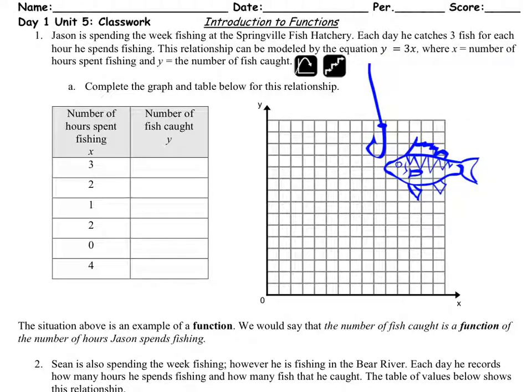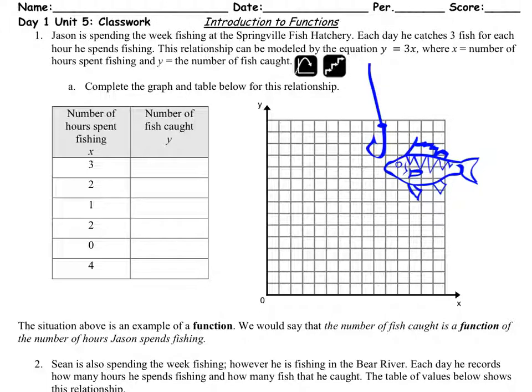Jason is spending the week fishing in the Springville fish hatchery. Each day he catches 3 fish. For each hour he spends fishing, the relationship can be modeled by the equation y equals 3x, where x equals the number of hours spent fishing, and y is the number of fish caught.